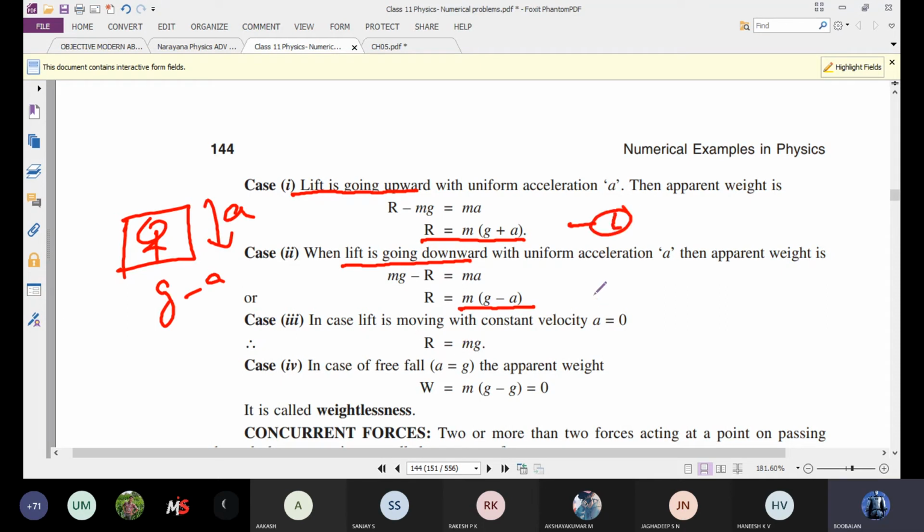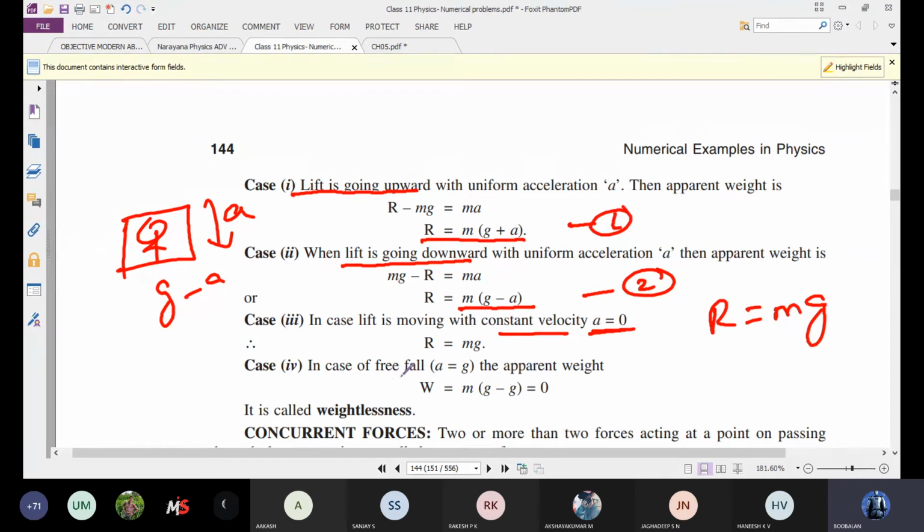So this is the first case. This is the second case. Third case, the lift with constant velocity. So acceleration equal to 0. Whether it is moving upward or downward, a value 0 means you will get R equal to mg. It is moving up or down, that is no problem. But what about the constant velocity? Constant velocity means a equal to 0.